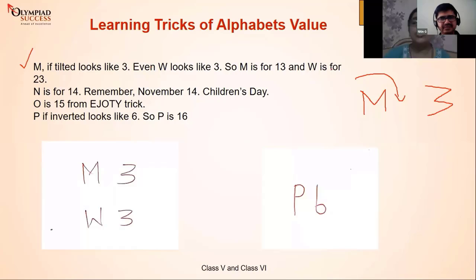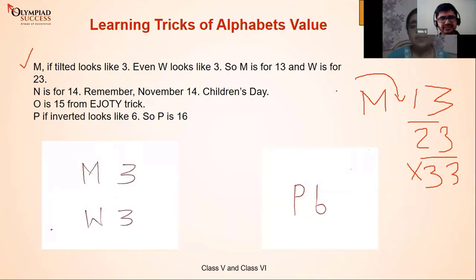So you will say, ma'am, 13 is possible, 23 is possible, but 33? No, that is not possible. Why? Because we have only 26 alphabets, and 23 and 13 are the only possible numbers for M. And as we know that M is really far from Z, which is 26, the only possibility for M is 13. So that's how we remember the place value of M to be 13.